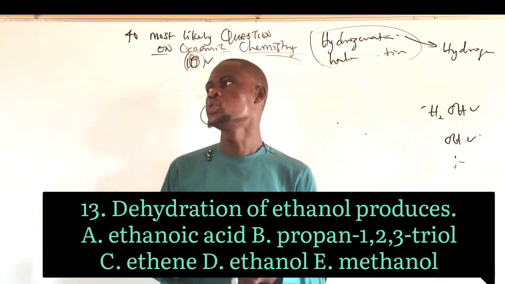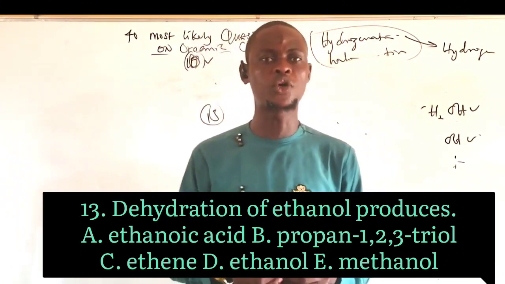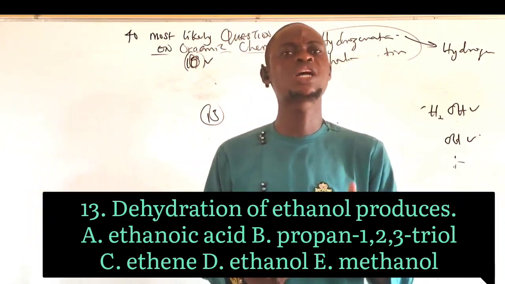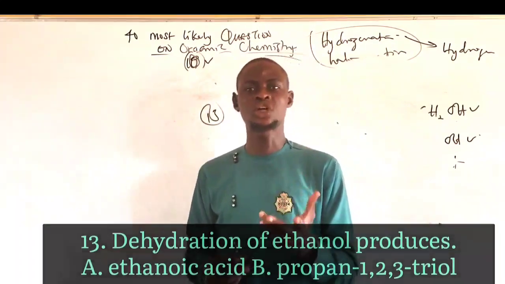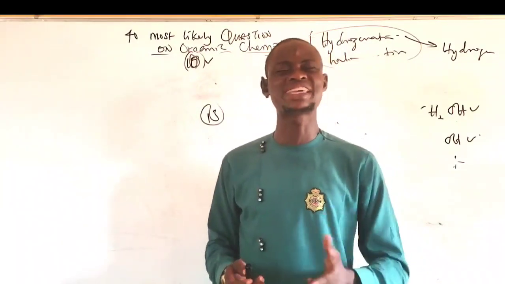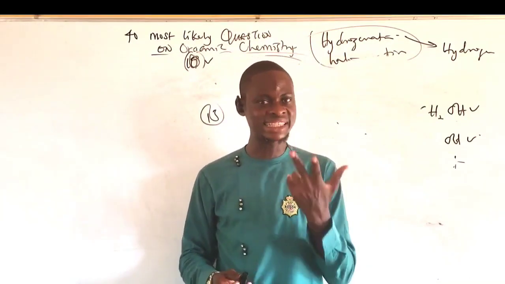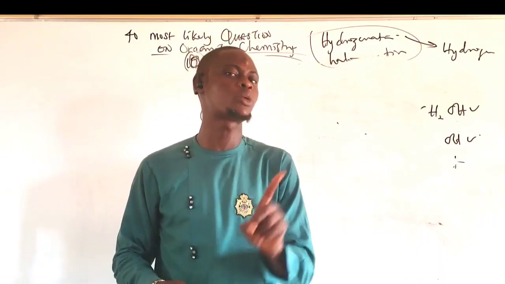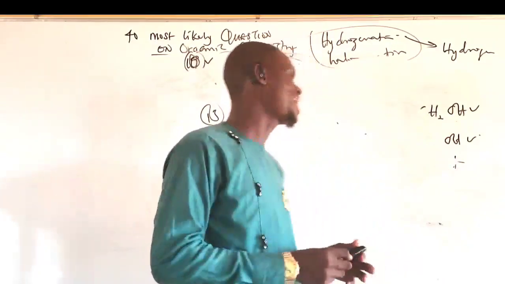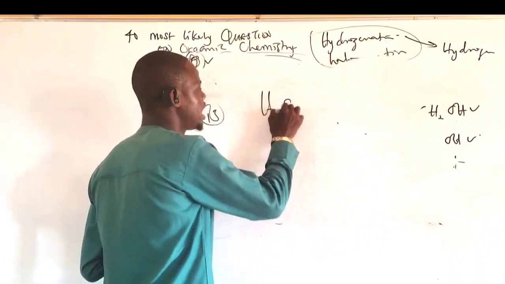Now, what are we going to do? We want to remove a water molecule from ethanol. If a water molecule has been removed from ethanol, it produces ethene. So ethene is produced from ethanol using dehydration by addition of H2SO4.